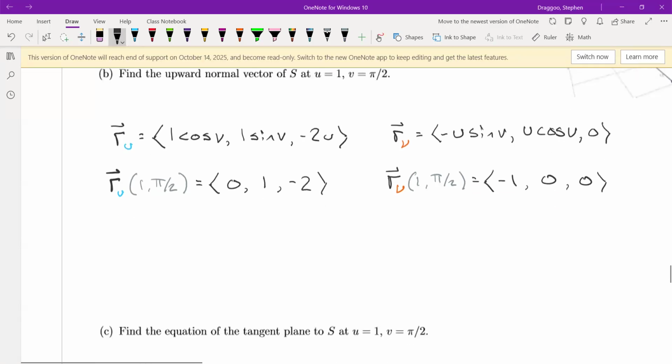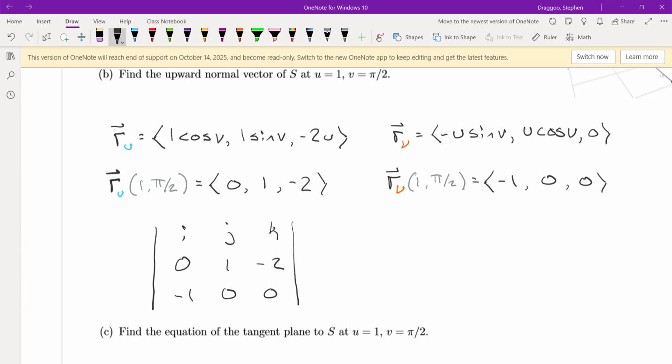And then I know I want that normal vector, so I'm going to take a cross product of these two vectors right here. So i, j, k, 0, 0, 1, negative 2, negative 1, 0, 0. And I'm going to end up with a vector that looks like the following. 0 minus 0 is 0.